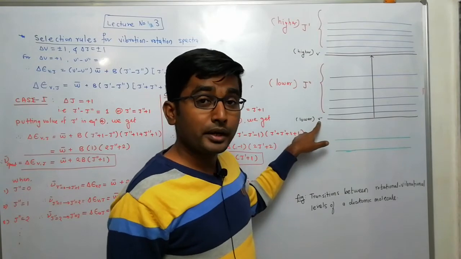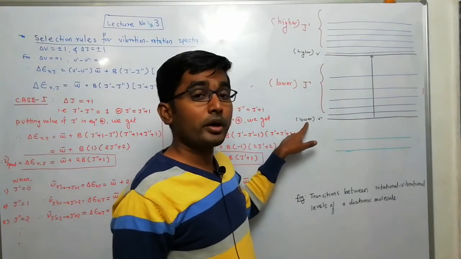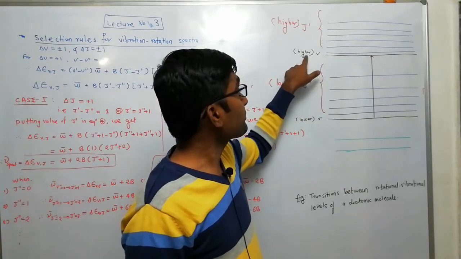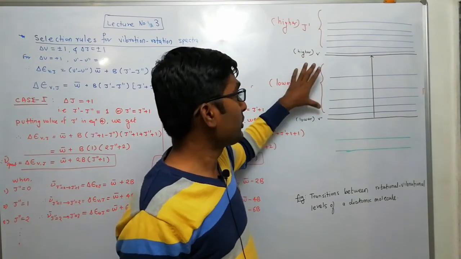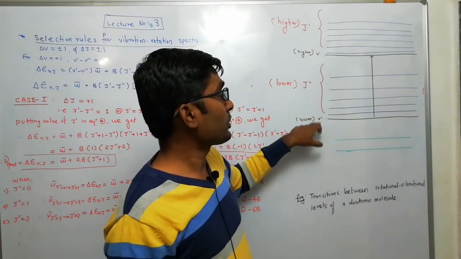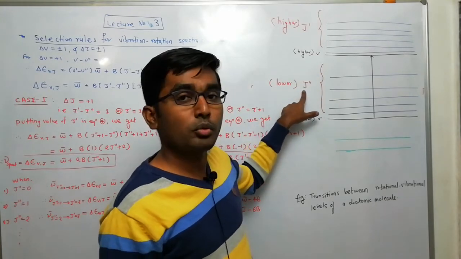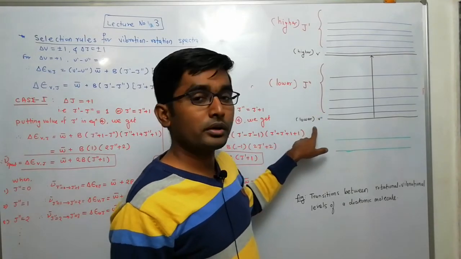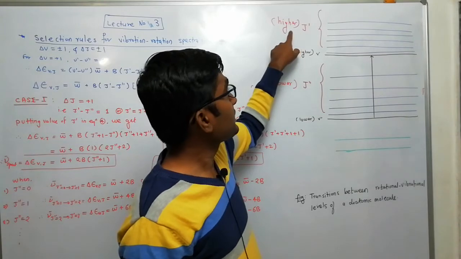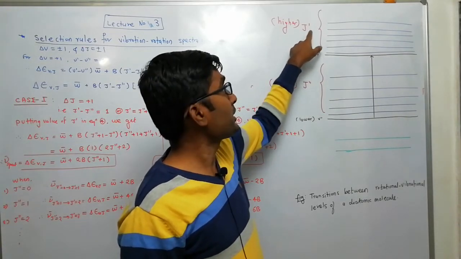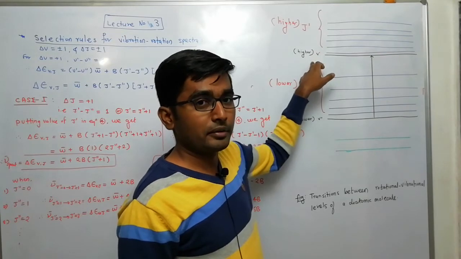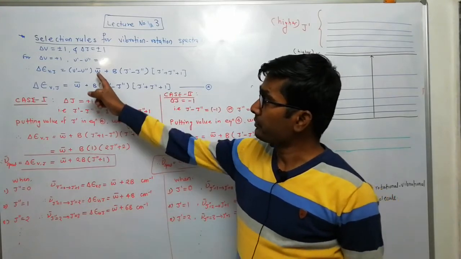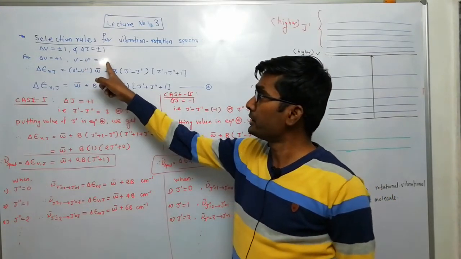So, V double prime stands for the lower vibrational energy level and V prime stands for the higher vibrational energy level. Now, these are the rotational energy levels in the lower vibrational energy level, shown by the symbol J double prime, the lower rotational energy levels in the lower vibrational level. These are the higher rotational energy levels, J prime, in the higher vibrational energy level. So the difference V prime minus V double prime is equal to 1.